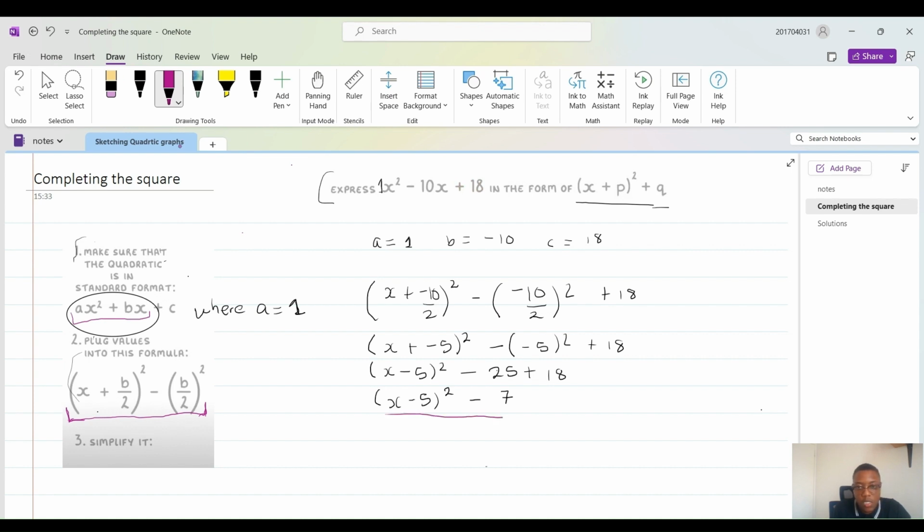So what you can see here is this is already in the form that the question is asking for, (x plus p) squared plus q. So this is the form that the question is asking for, which is basically completing the square.